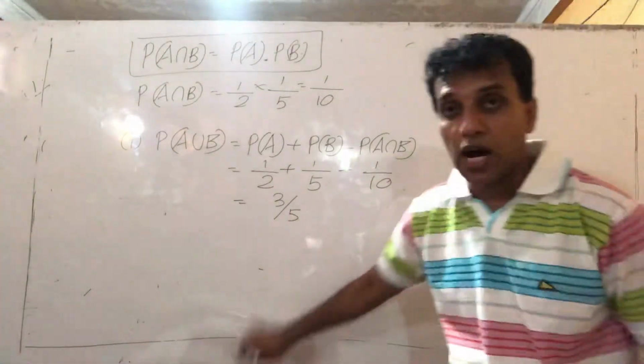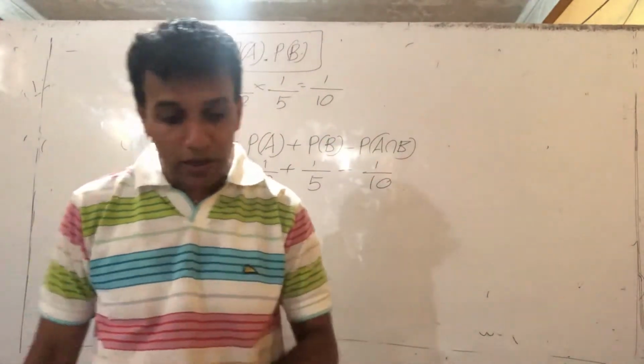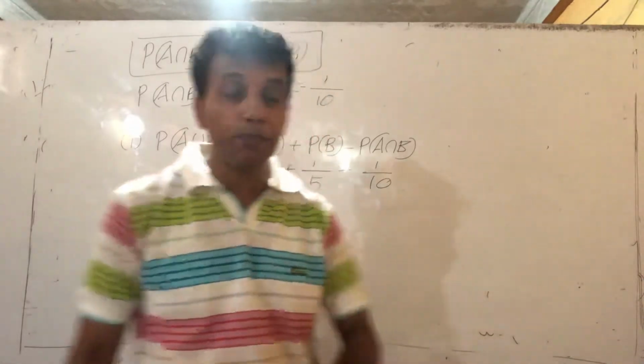This is the first part answer. Next part, probability of A given B, right? Probability of A given B.